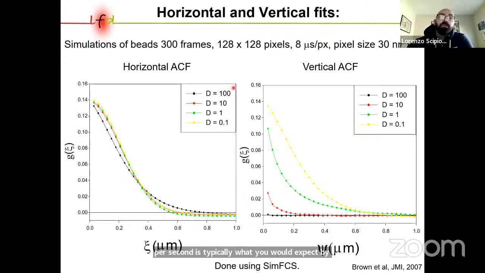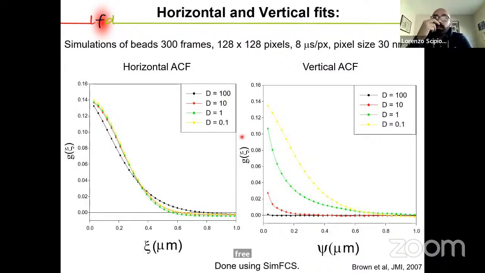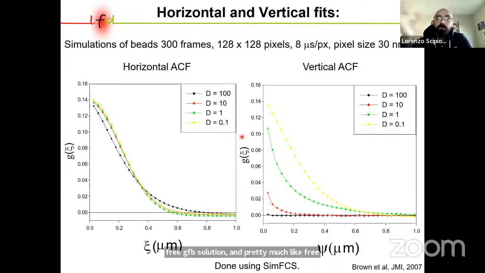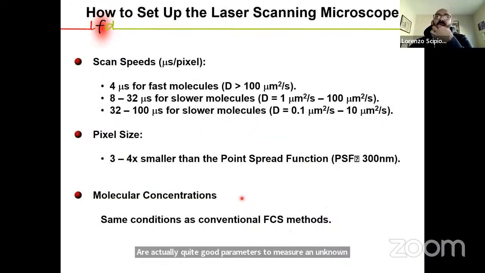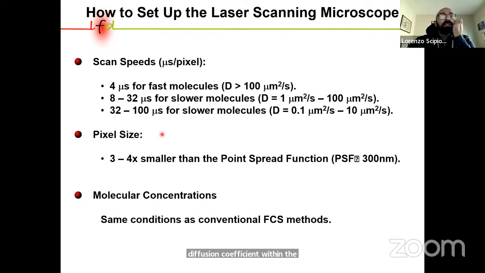And 100 is free GFP in solution, and free GFP in the cell is more or less in the range of 10, 20, 30 micrometers squared per second. So these are actually quite good parameters to measure an unknown diffusion coefficient within the cell. This is basically how it translates in imaging parameters.